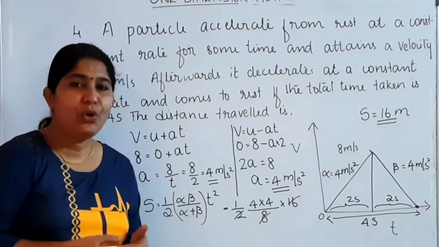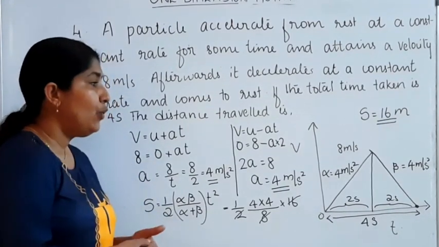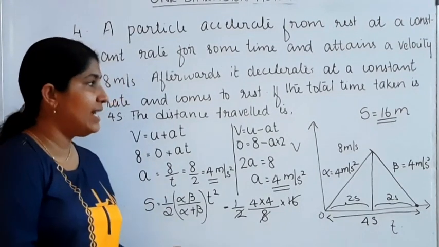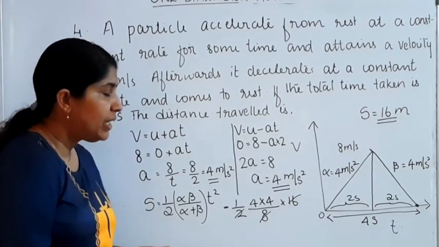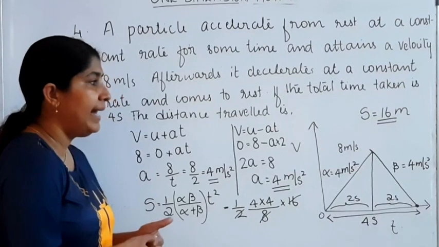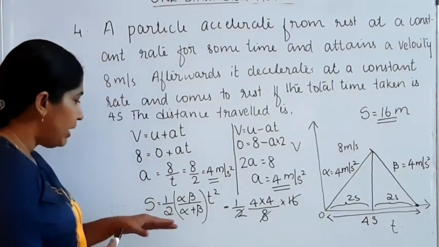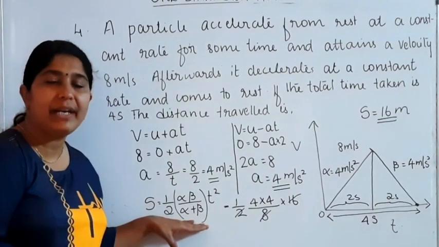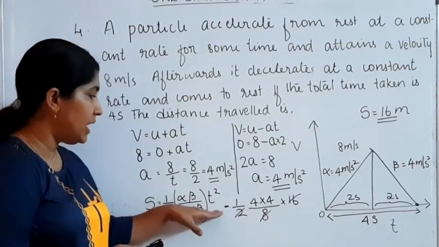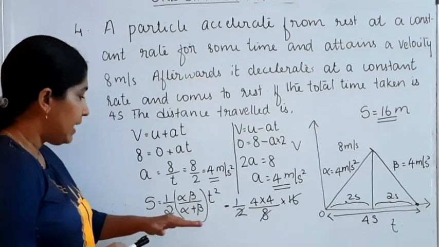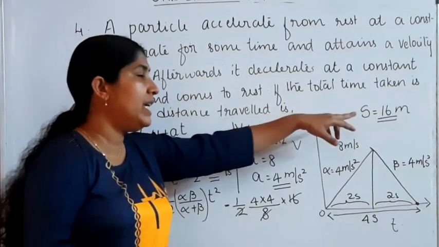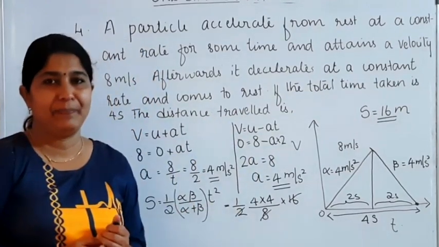First of all, we find the value of acceleration. Then we find the value of deceleration. Then substituting the values of alpha and beta in the equation S is equal to half into alpha beta divided by alpha plus beta into T square, we get the distance travelled by the body as 16 meter.